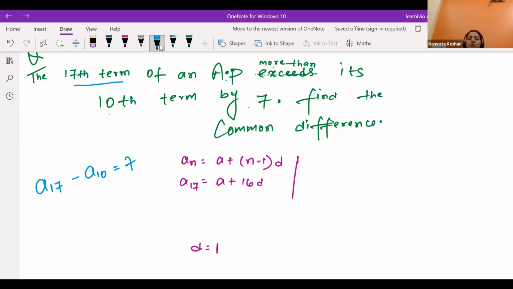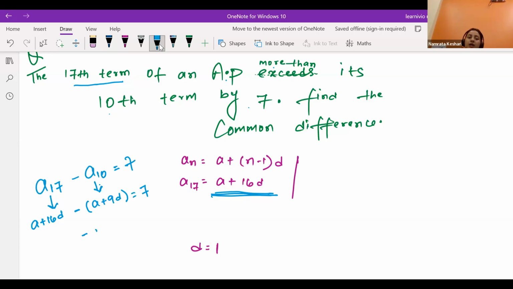Now what is the 17th term? Already you have it in hand: a + 16d. What is the 10th term in terms of a and d? It is a + 9d. Minus is there, so I am carefully using the bracket for now. In the next step I will open the bracket.